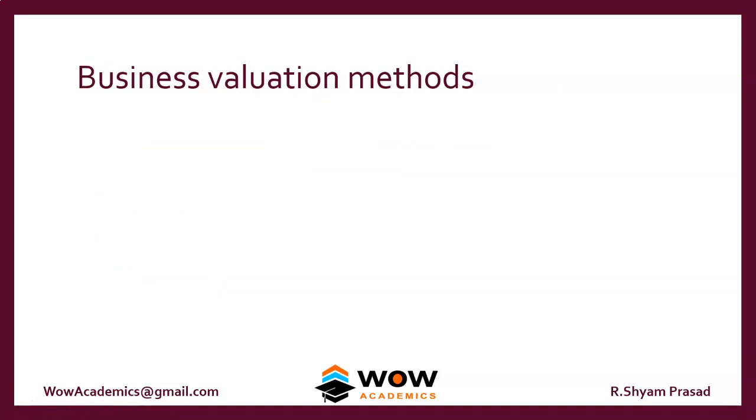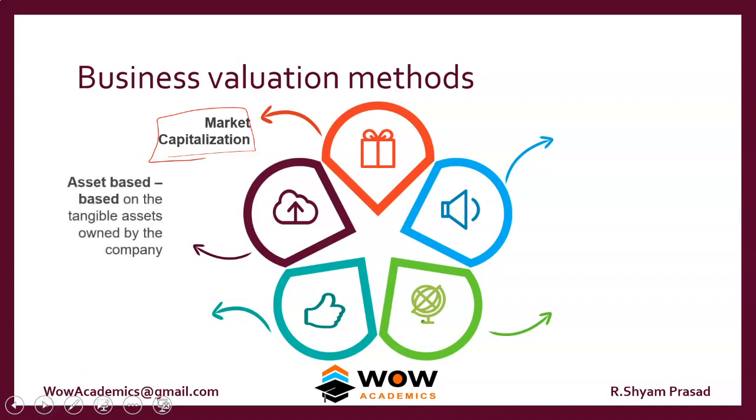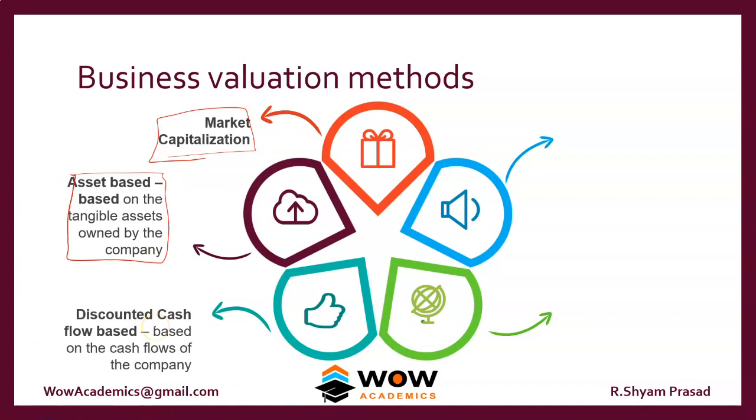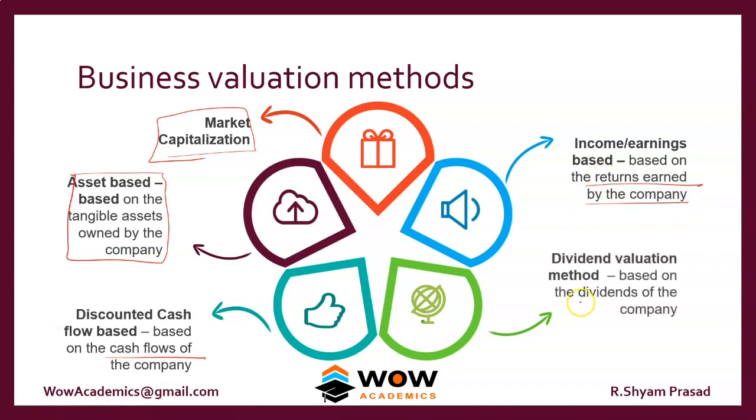So in this slide, we look at the various methods which are available for valuation. Number one, we can use the market capitalization as a method. Number two, based on the assets of the company, we can try to value the company. Three is discounted cash flow based. So based upon the cash flow of a company, we try to value it. Or the income based method: based on the returns and income generated by the company, we can value them. And also based on the dividend, we can use the dividend valuation method. So these are the 5 methods which are there in your examination.